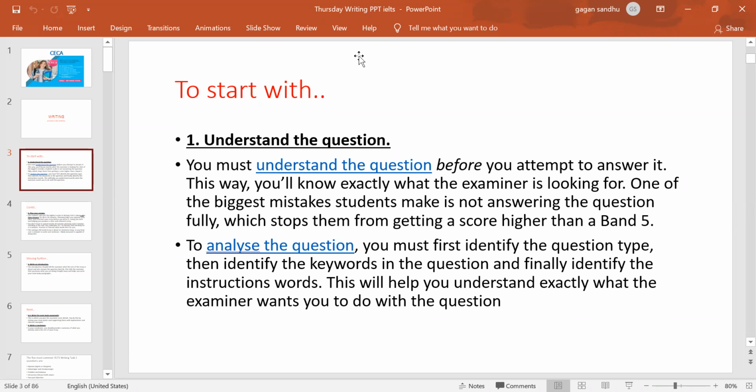Before we attempt to answer it, it's important that we understand what is written beneath the scenario or the statement given, right? This is exactly what the examiner is after and looking for in your essay: the answer to that question. If you answer that question, you will achieve good marks on the task achievement parameter. If you don't answer that question, and you keep talking about other things, you are off topic, then it will be really difficult to exceed a 5 or 5.5 band, right?